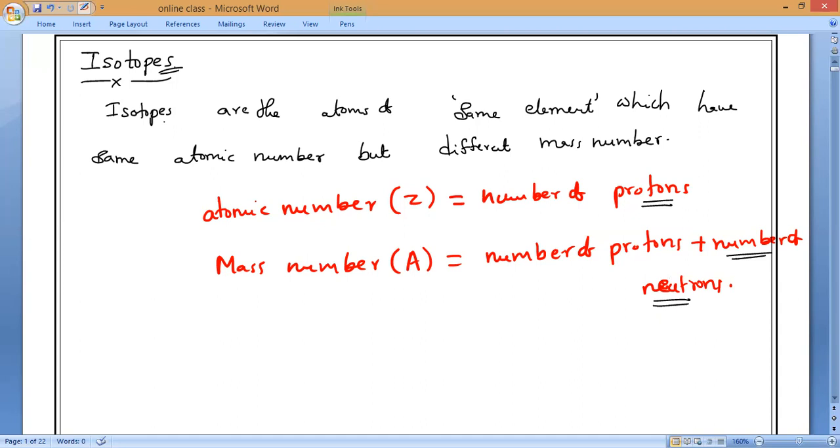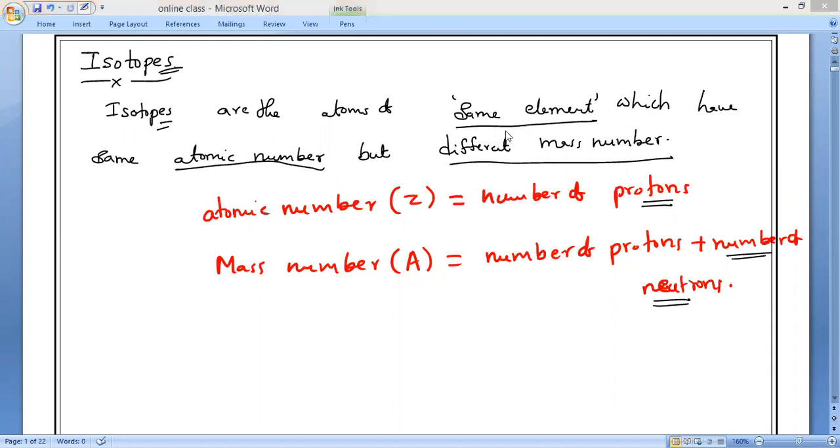Clear? So isotopes belong to the same element. That is the most important thing you have to remember. Isotopes are atoms of the same element which have the same atomic number but different mass number. That is the meaning of isotopes. So there are three key points to remember: atoms of the same element with the same atomic number, but what is different, guys? Different mass number. That is called isotopes.